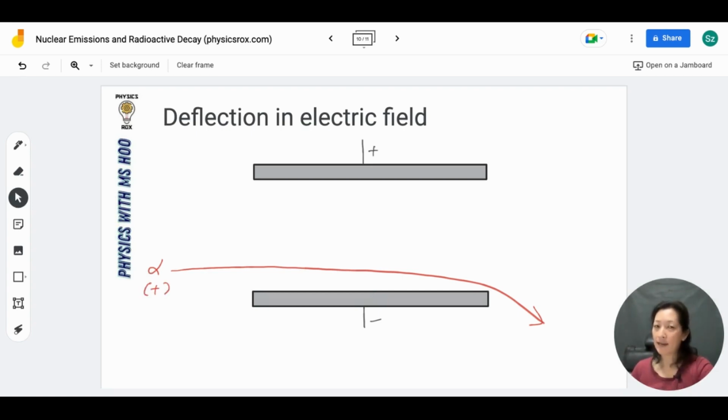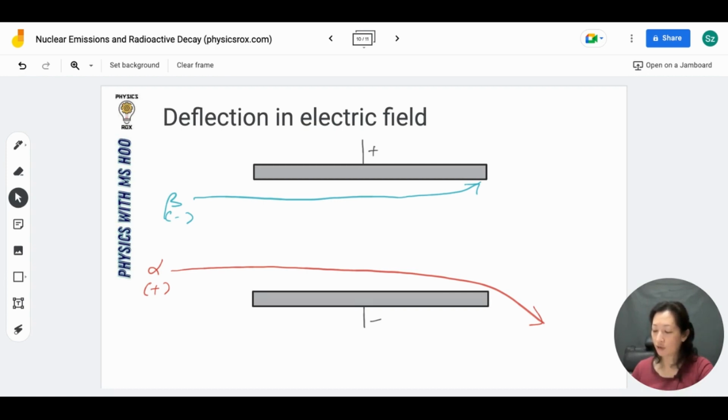Beta, on the other hand, is an electron with a charge of -1. So beta, you'll find, will be attracted towards the positive plate. And in fact, it is able to deflect a lot more quickly compared to alpha. And that's not because of the charge. It's because of the mass.